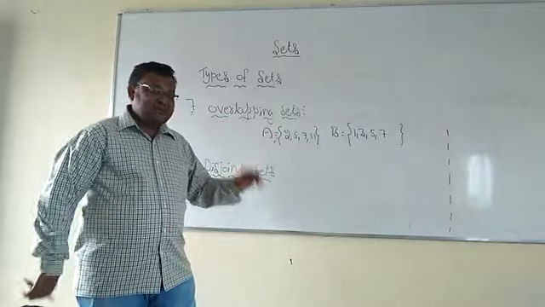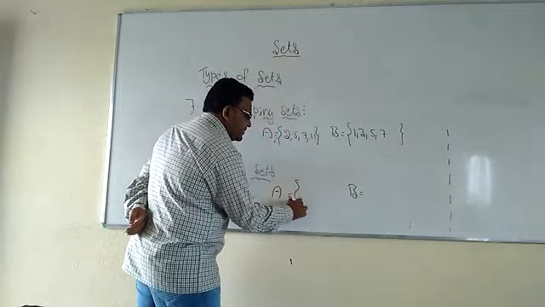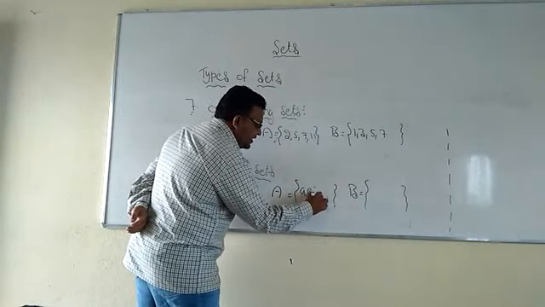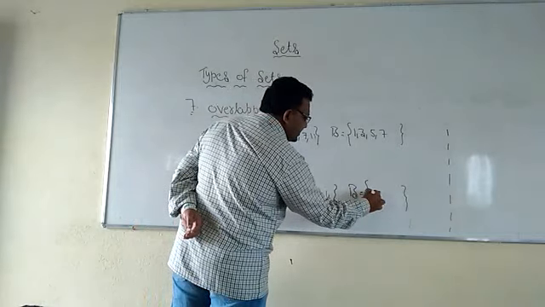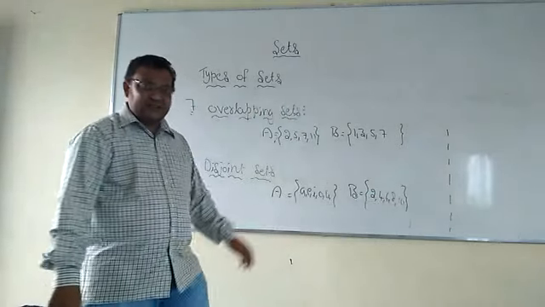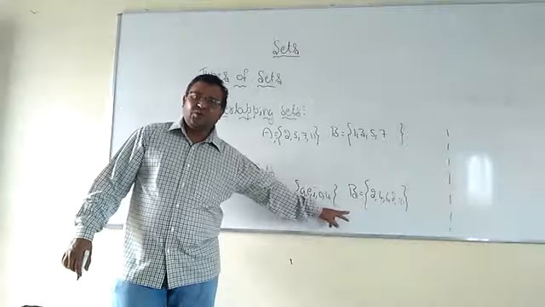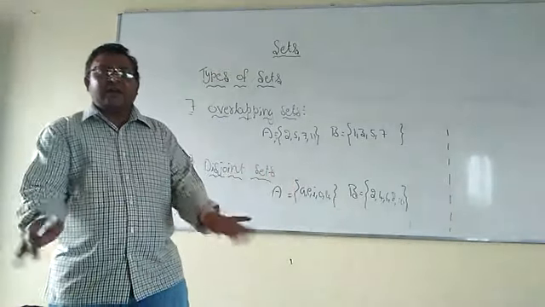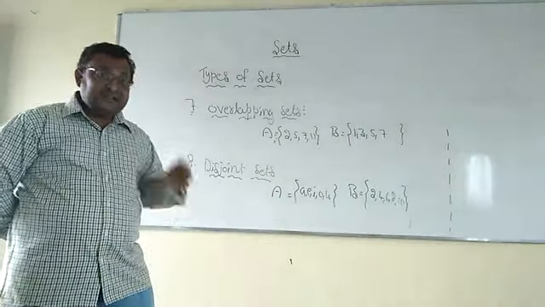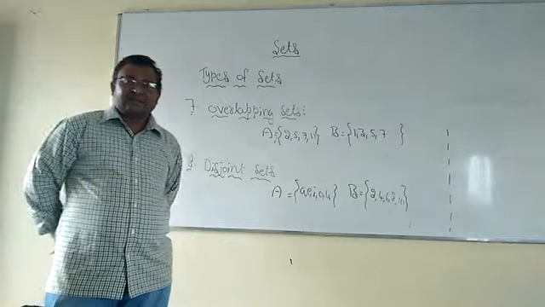Then after that, coming to disjoint sets, here also I will take two sets. One is A, one is B. Here the elements are A, E, I, O, U. Here the elements are 2, 4, 6, 8, 10. By observing, is any common element there in these two sets? No. If two sets have no common element, then the sets are said to be disjoint sets. At least one common element, overlapping sets. No common element, disjoint sets.